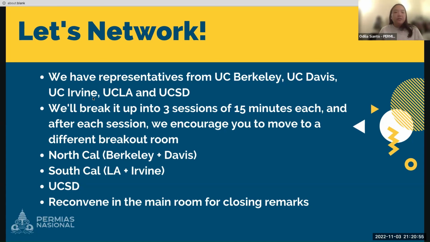We'll do 3 sessions of 15 minutes each, where you can join a room, which is either for students from North California, which is Berkeley and Davis, or South California, LA and Irvine. Because UCSD has a lot more representatives, we have a room just for them. Feel free to join whichever room you want. Since you have 3 sessions, you have the opportunity to meet everyone at some point by the end of it. But of course, everyone has their priorities.